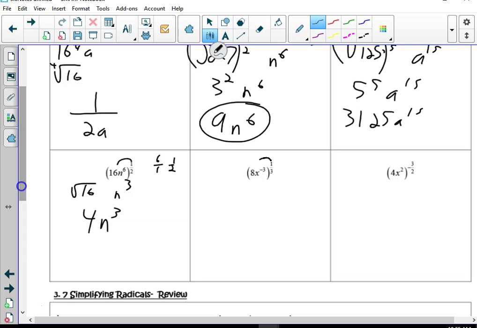And we're going to distribute the 1/3. 8 to the 1/3 times x to the, what's negative 3 times 1/3. No, negative 1, right? 3's cancel. Now, what's the cube root of 8? 2. 2 times 2 times 2. What happens to the x? It's being cranky. Goes downstairs.